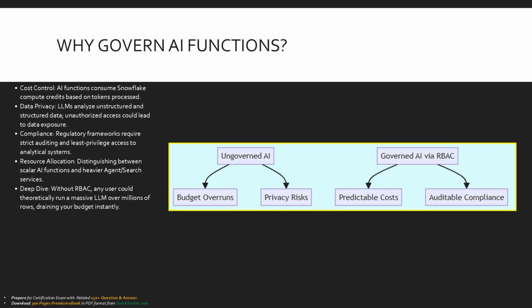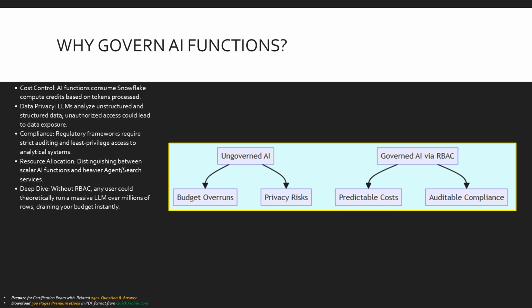Second is data privacy. LLMs are powerful pattern matchers. If a user shouldn't see PII, they definitely shouldn't be running AI summarization on it. Finally, compliance frameworks demand a least privilege approach. You must be able to prove exactly who has the keys to your AI engine. RBAC is your primary defense mechanism against runaway costs and compliance violations.